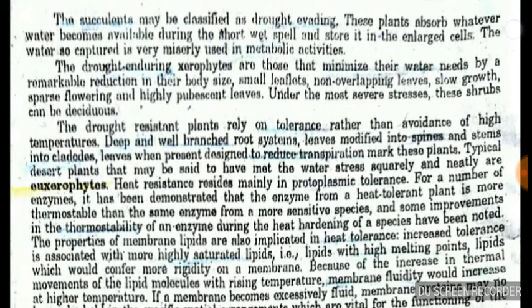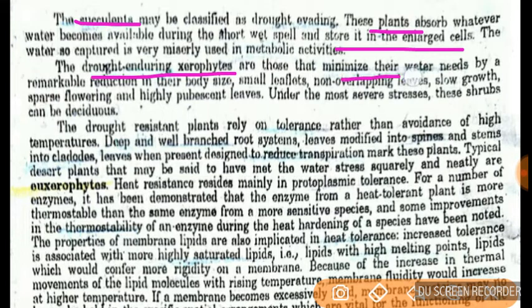As the name suggests, succulents absorb water and store it in enlarged cells. In the drought enduring xerophytes, you just relate it with minimizing their water needs. How can they minimize their water needs? Through reduction in their body size, small leaflets, non-overlapping leaves.